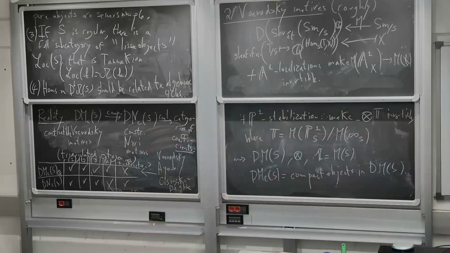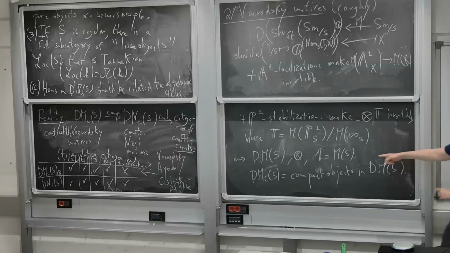Just a question, by compact objects, you mean the bounded ones? Or what do you mean? No, I mean that the Hom from the object commutes with filtered colimits. So there's a general notion, but you can think of them also as constructible objects, but I will need to define constructible.